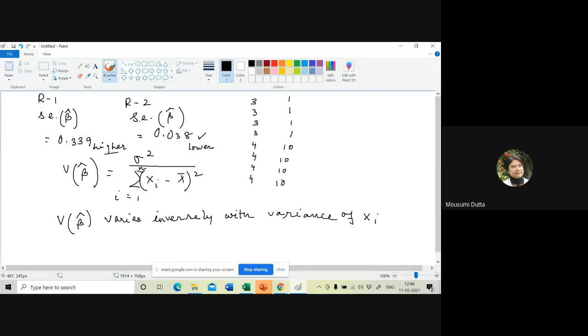So this is the idea: variance of beta hat is an inverse function of variance of xi. So if we get the information of the database where variance of xi is larger, in that case, we will have variance of beta hat in this format.